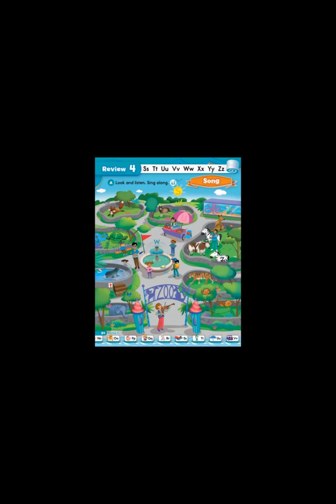A seal and a turtle, a wolf and a tiger too, a fox and a zebra, a yak and a kangaroo. Do you see the umbrella? Yes, I do. Do you see the violin? Yes, I do. Do you want a yo-yo? Yes, I do. I like the zoo. A seal and a turtle, a wolf and a tiger too, a fox and a zebra, a yak and a kangaroo. I like the zoo.